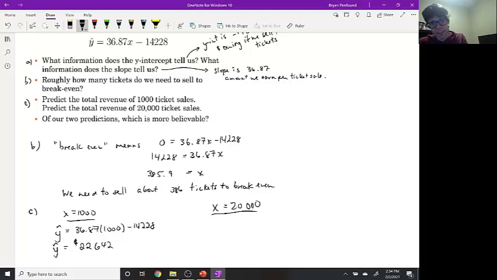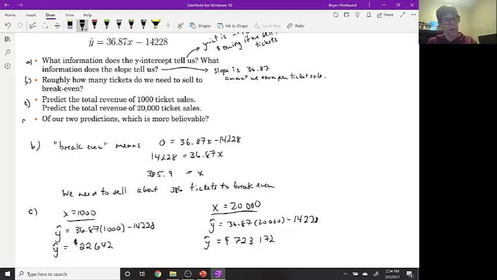And finally, let's take a look at what happens if we sub in 20,000. So let's take our 3687, multiply by 20,000, and see what kind of revenue we get in this case. Ooh, that's nice. So we get about 723,172. That's a pretty good revenue as well.